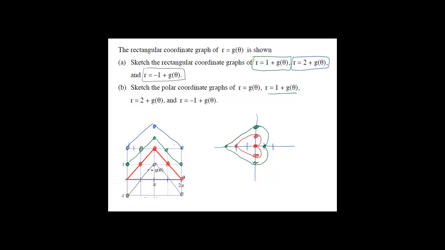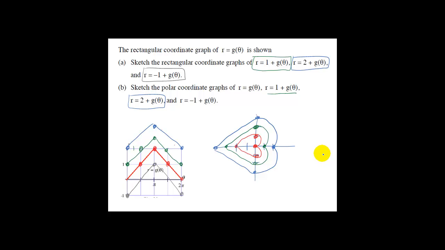So very interesting. A vertical shift of 1 in the rectangular world is an enlargement here. We can see in our scale that we make this larger in the polar world. So let's go ahead and graph r equal 2 plus g of theta. So at 0 we are at 2. At pi over 2 we are at 3. And at pi we're at 4. Then we're back to 3. So we can see what we're doing here in the polar world. Okay, very interesting.